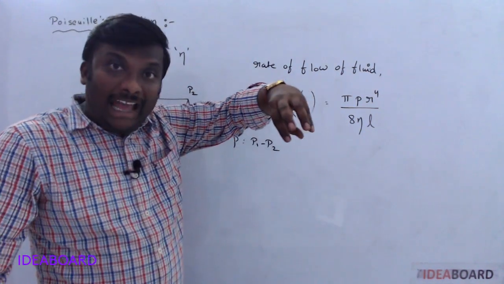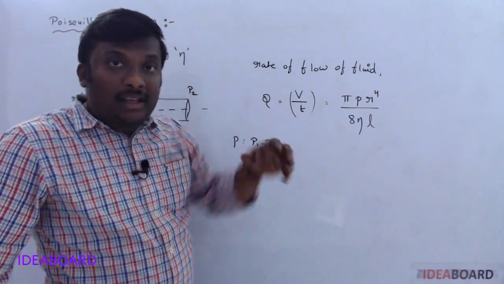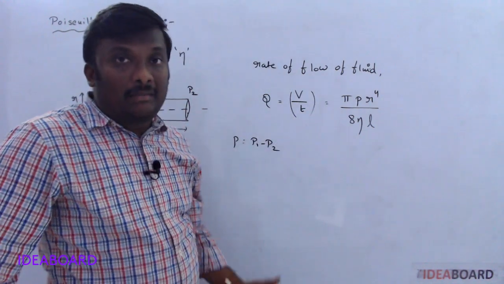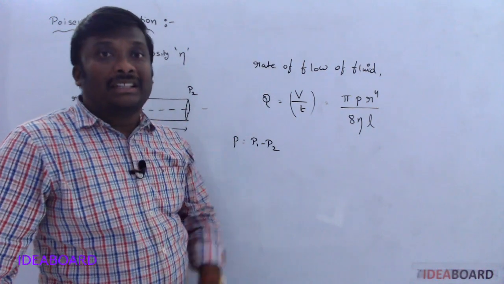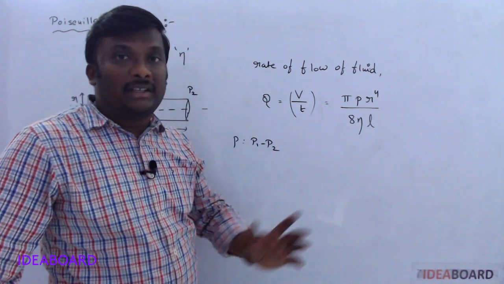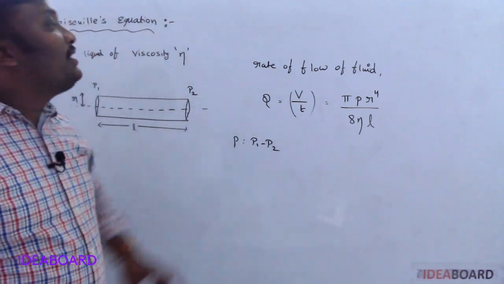Suppose you have a tap now. If the tap is open, the liquid flows in the downward direction, which means inside the tap pressure is more compared with the outside. Then only the fluid will come outside. Clear? So this is the pressure difference.